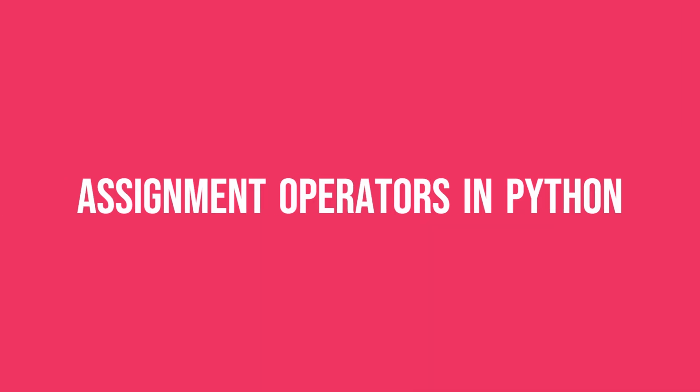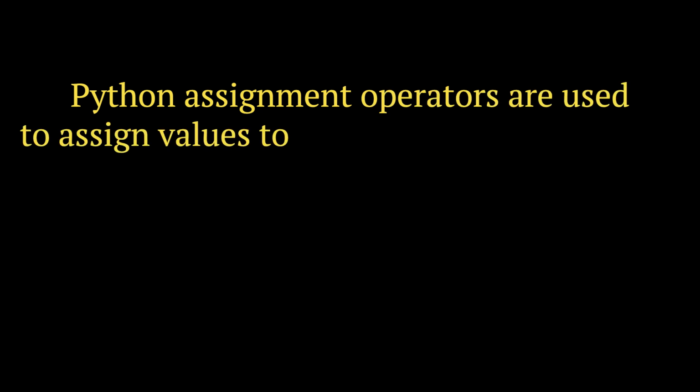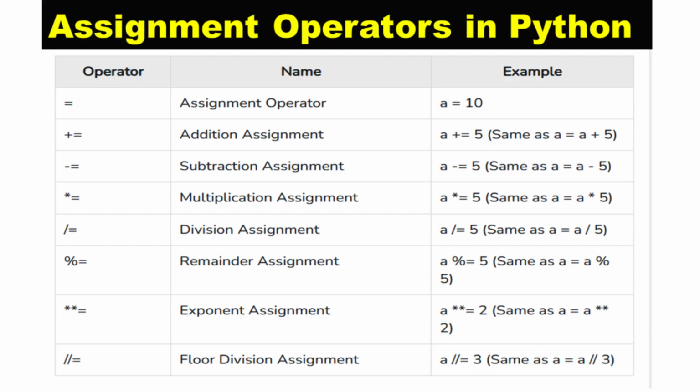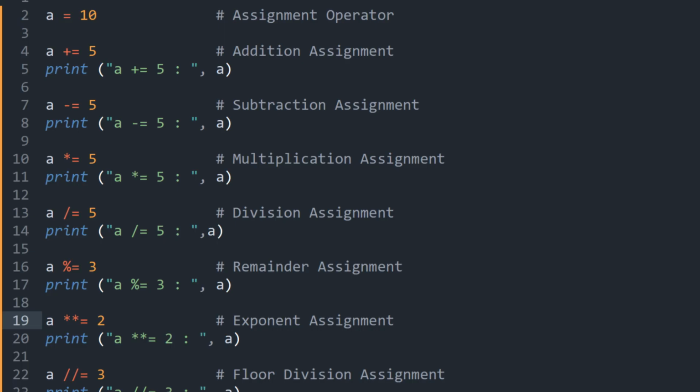Assignment operators in Python. Python assignment operators are used to assign values to variables. These operators include simple assignment operator, addition assign, subtraction assign, multiplication assign, division assign operators etc. Following is an example which shows all the assignment operations.